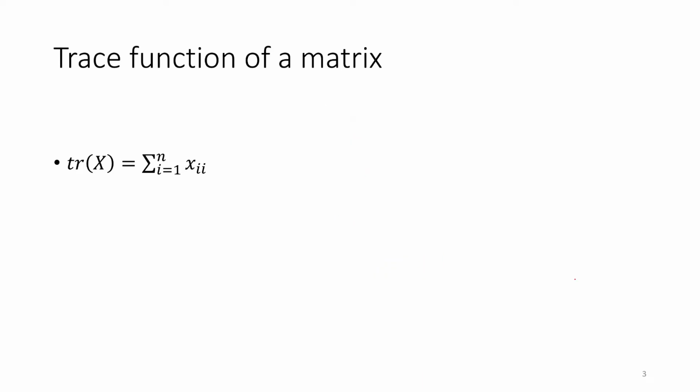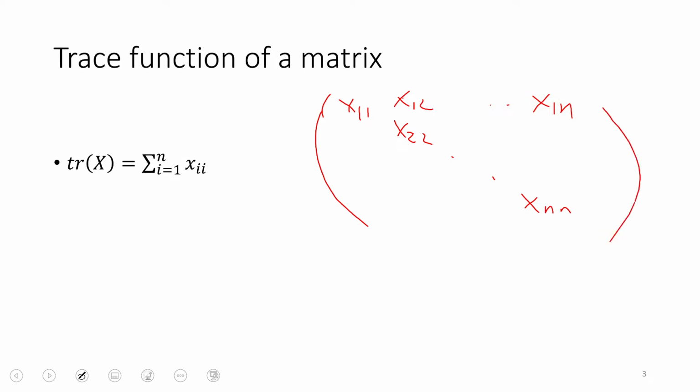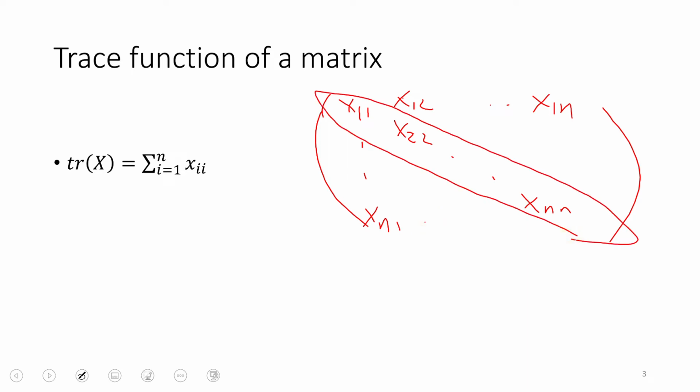Say you have this matrix, X11, and this diagonal element X22, all the way to Xnn. The rest we don't care much about: X12 to X1n, and X21 all the way to Xn1. So we sum the diagonal elements together, and that will be the trace. The trace is a number, so we call it a scalar. So the trace function is a scalar function.